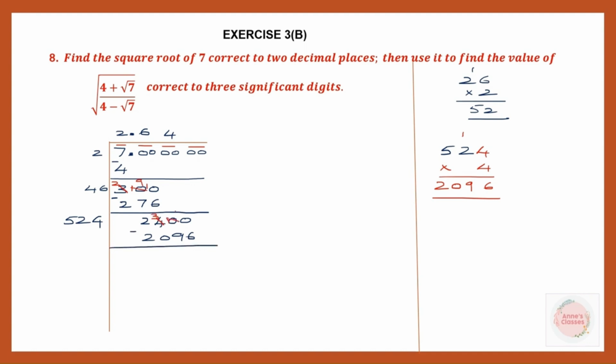This becomes 10, 9 and 10. 10 minus 6 is 4. 9 minus 9 is 0 and then we have 3 here. Now we bring the next pair of digits, that is 2 zeros. Now our number is 30,400.